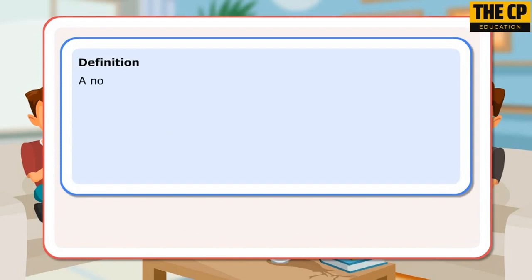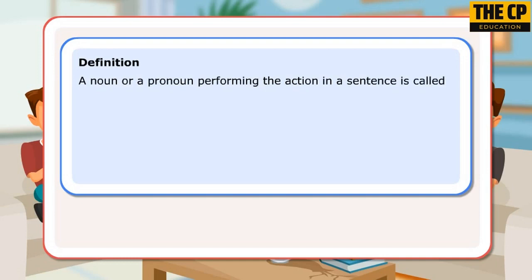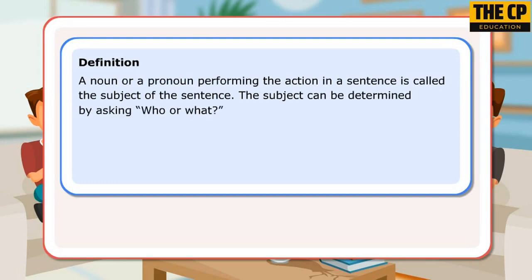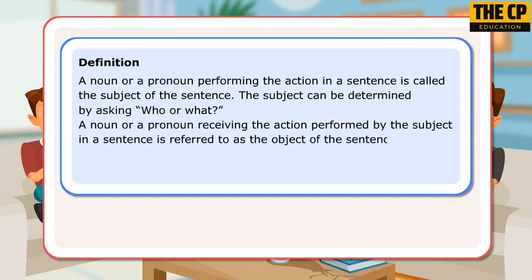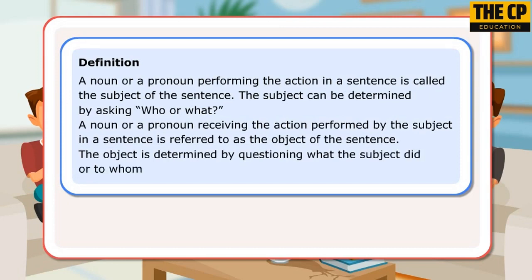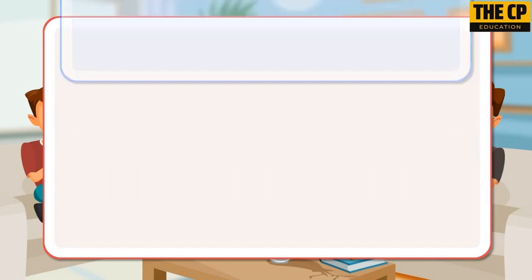Definition. A noun or a pronoun performing the action in a sentence is called the subject of the sentence. The subject can be determined by asking who or what. A noun or a pronoun receiving the action performed by the subject in a sentence is referred to as the object of the sentence. The object is determined by questioning what the subject did or to whom and also for whom.